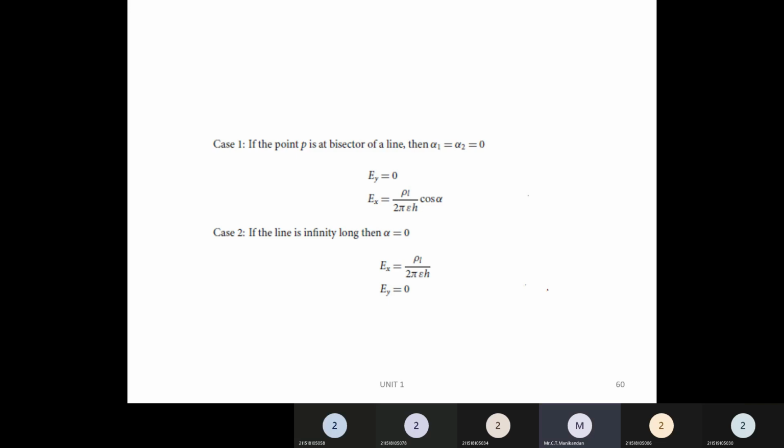So Ex is equal to rho L by 2 pi epsilon h, where epsilon is called the permittivity of the material, and h is the distance between the line charge and the point where we are going to find the electric field.